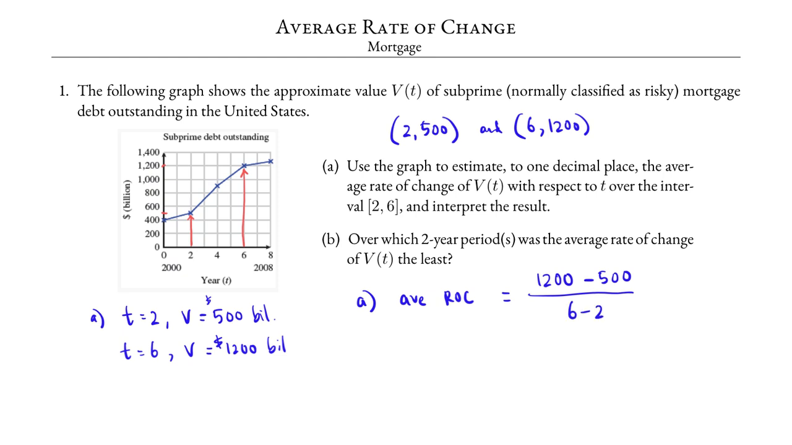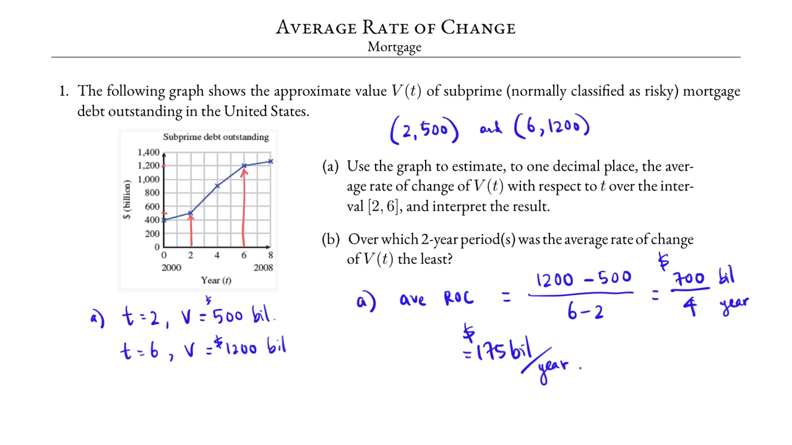This is the change in y over the change in x, or the change in the subprime debt outstanding over the change in year. The numerator is 700 and the denominator is 4. Remember that the unit in the numerator is billions of dollars and the unit in the denominator is year. If we take 700 divided by 4, we get 175, and again, this is 175 billion dollars per year. The unit on the top is billion dollars and the unit in the denominator is year.